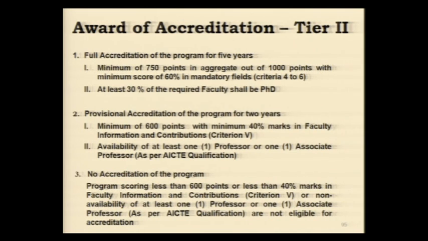In order to get 2 years accreditation, 600 points on a 1000 point scale with faculty not deficient. That's why there is written minimum 40% marks in the faculty criteria. At least one professor or one associate professor. In case of tier 1 it is and, here it is or. No accreditation means the program scoring less than 600 marks, or the faculty criteria is deficient, or both are complied but there is no professor or associate professor in the department. So this will not get accreditation.